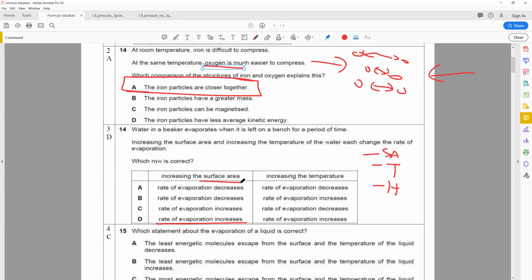Increasing the surface area, meaning to say you are exposing more. Okay, oh my God. It's supposed to be the rate of evaporation. What the hell? Siri just activated. Okay, but anyways, well, that scared me a little bit.